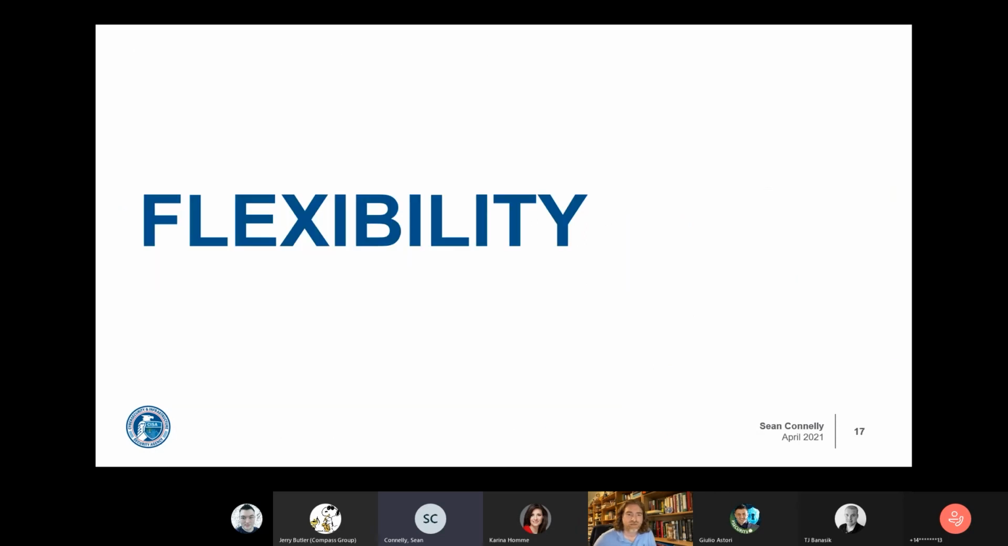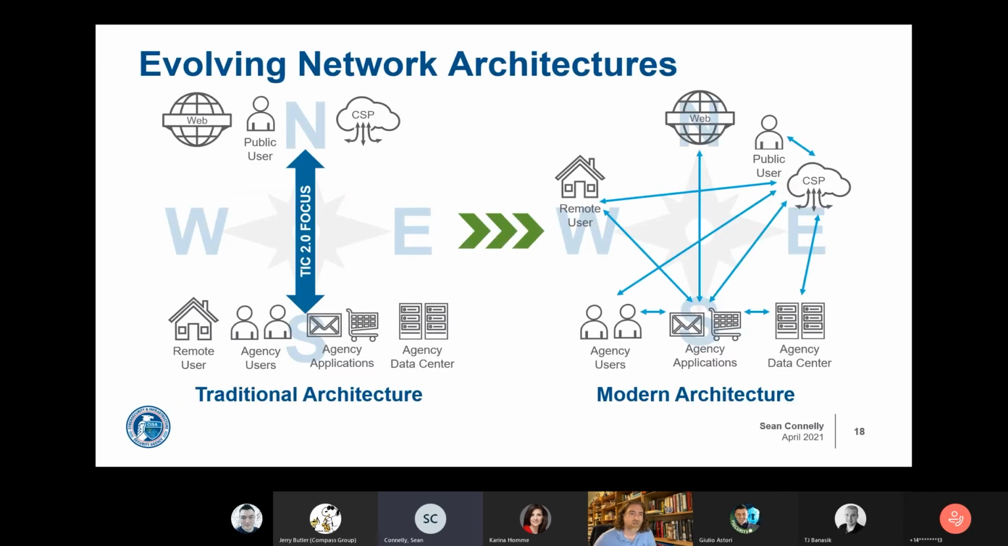Flexibility. Now we'll focus on the second theme of the new guidance, flexibility. Next slide, please. Let's begin by discussing how the network has evolved.